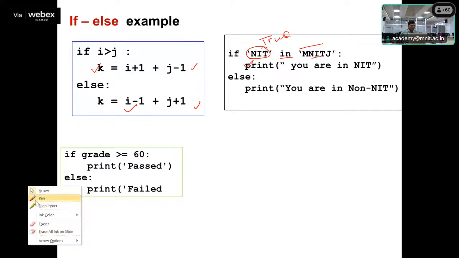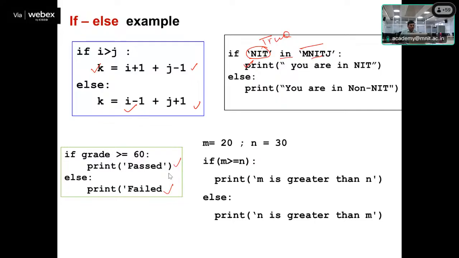Similarly, if grade greater than 60, print pass. If marks is less than 60, then you can mark it as a fail. Let us take another example where you can check if m is greater than or equal to n, print m is greater than n, else print n is greater than m. So that way we can compare two numbers, which one is greater and which is not greater.